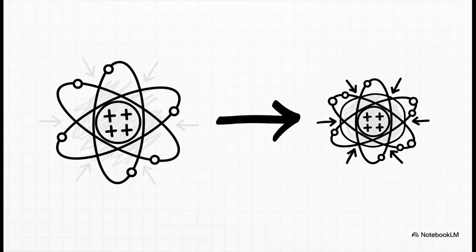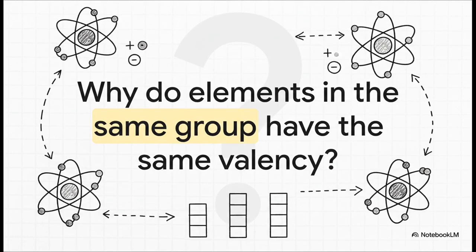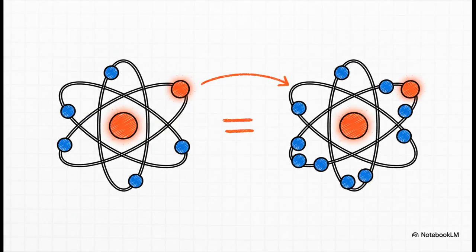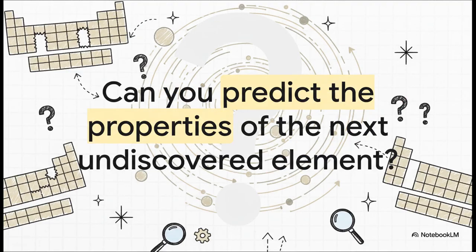Then there's your answer. As you move across the period, you're adding more protons to the nucleus. That means the positive charge gets stronger, and it pulls all the negative electron shells in just a little bit closer. It's like a stronger magnet. Next question. Why is it that all the elements in the same group, the same column, have the same valency? What do they all have in common? Exactly. It's because they all have the same number of electrons in their outermost shell. And since those are the electrons that determine how an element bonds, if they're the same, the valency is the same. It's that simple.